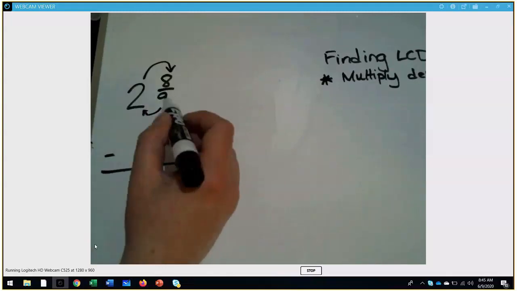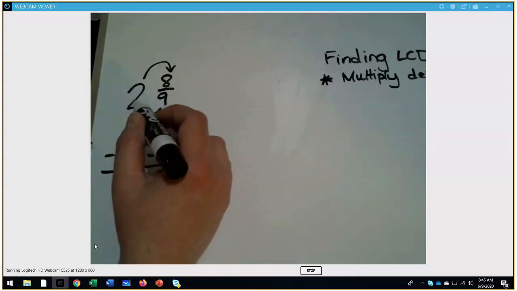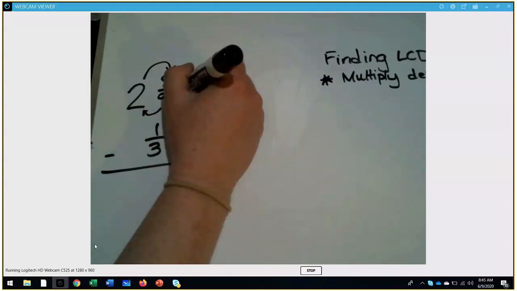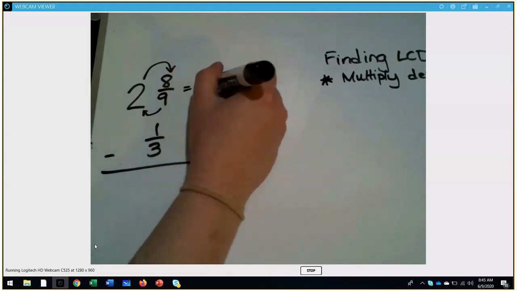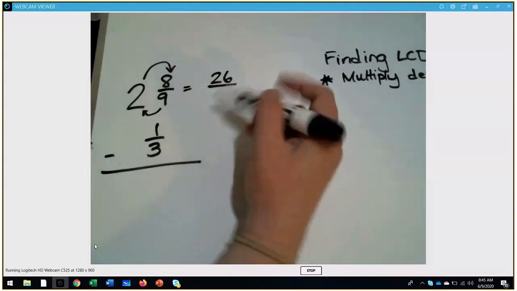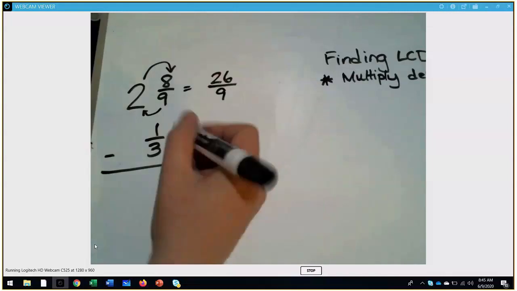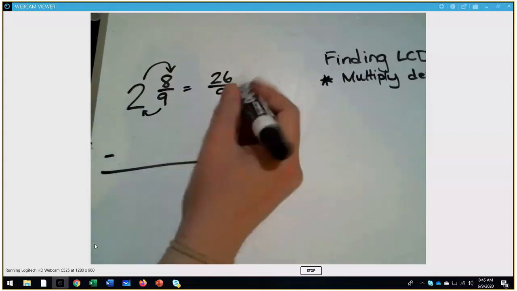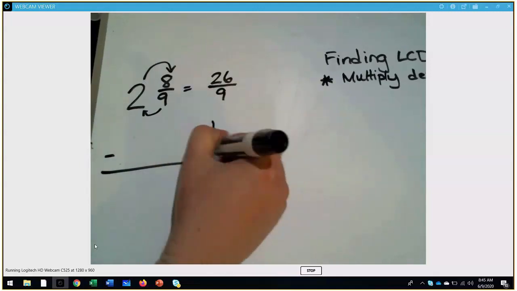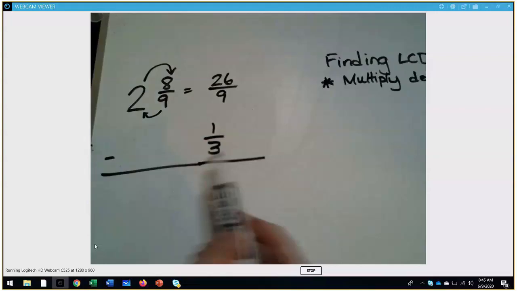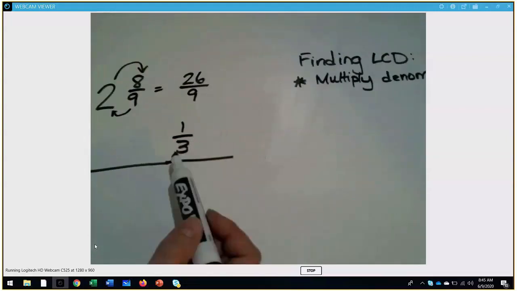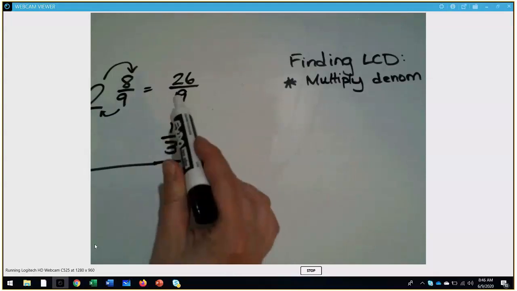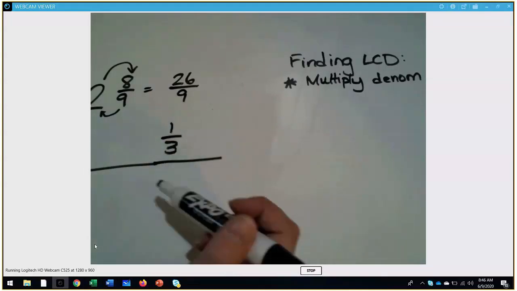Multiply. 9 times 2 is 18. And then add. 18 plus 8 is 26 over 9. And then minus 1/3. So I'm just going to scoot this over. Here we go. Now, next step is check your denominators. You have a 9 and a 3, so you do not have a common denominator.